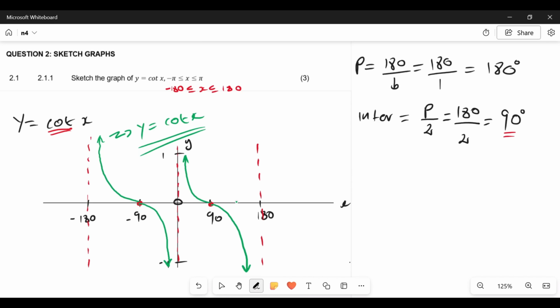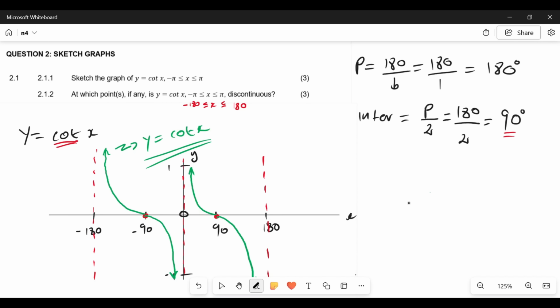Let's move to the next question, which is 2.1.2. Now let's look at 2.1.2. Here is our 2.1.2 there. Now let's read the statement and solve this question. The question goes like this: at which point, if any, is y equals cot x?